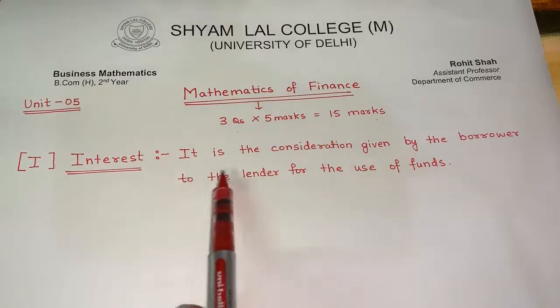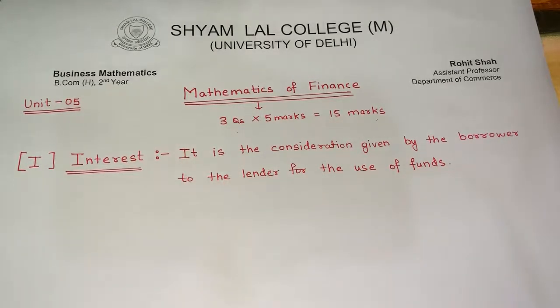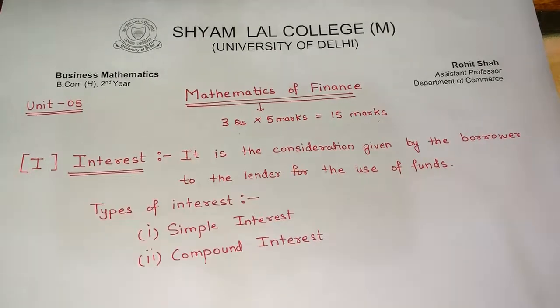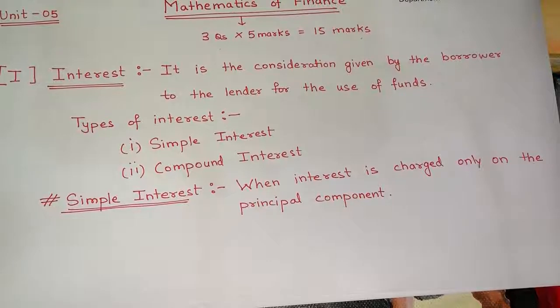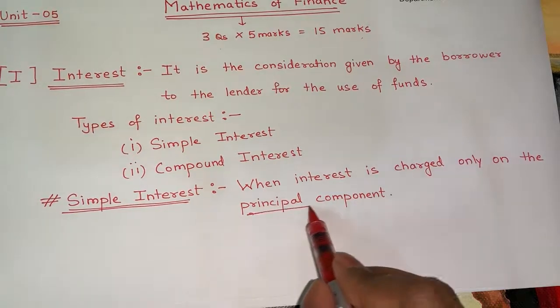What is interest? Interest is the consideration given by the borrower to the lender for the use of funds. There are broadly two types of interest. First is simple interest and second is the compound interest. Now, what is simple interest? When interest is charged only on the principal component, then it is termed as simple interest. Now, what is the principal component?